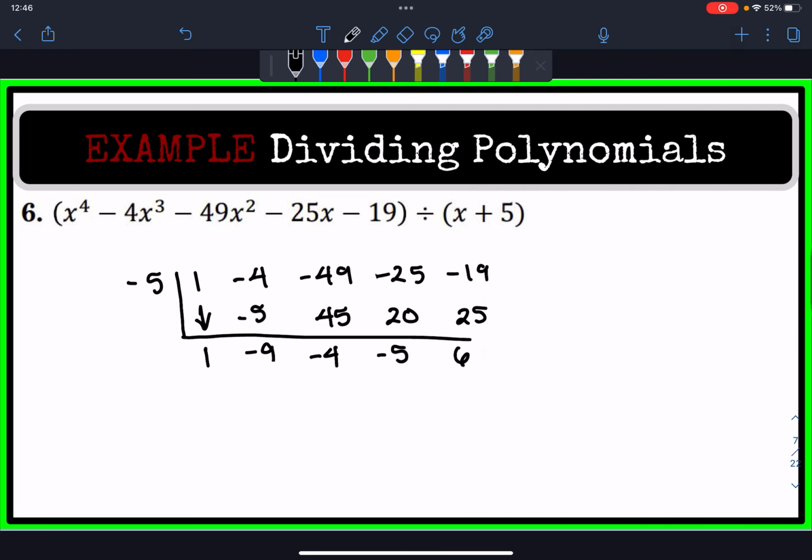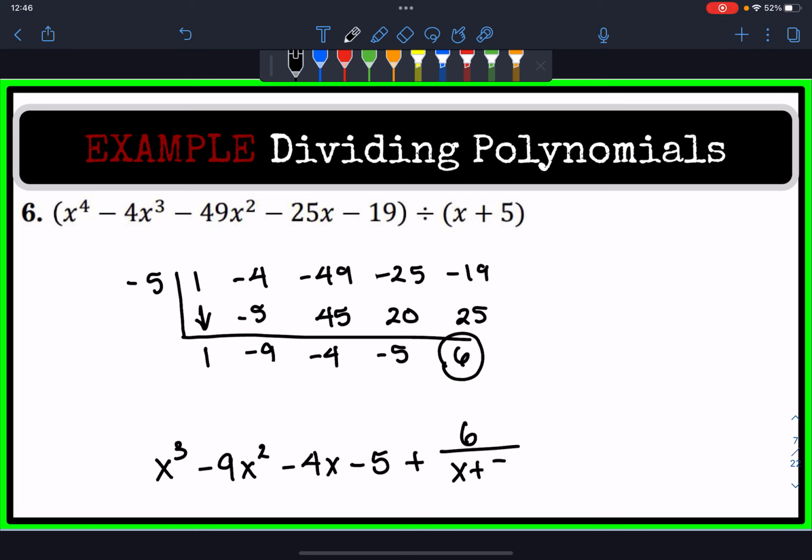So our solution here, because our leading coefficient is 1, all of these numbers get divided by 1, which doesn't change anything, and we end up with 1x to the third power minus 9x to the second minus 4x to the first minus the constant of 5. And since this last number is the remainder, we add the remainder over x plus 5. And notice again that my quotient is 1 degree less than that value here. So x to the fourth, our quotient is x to the third.